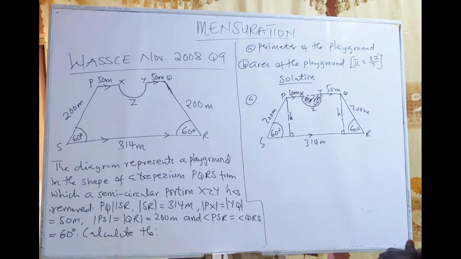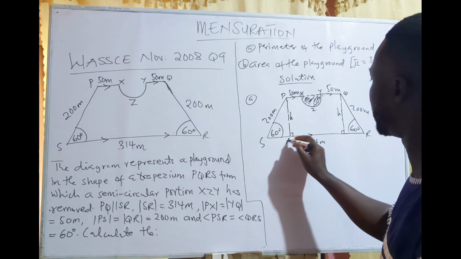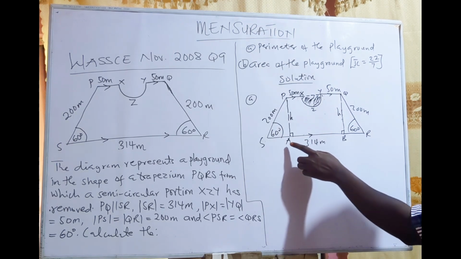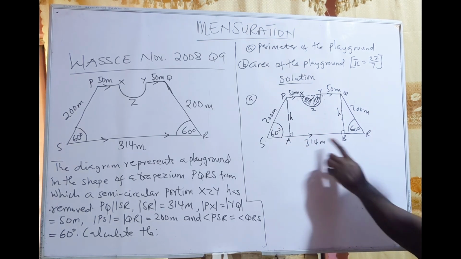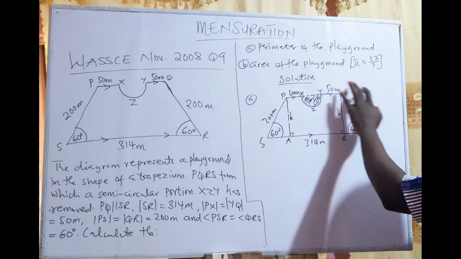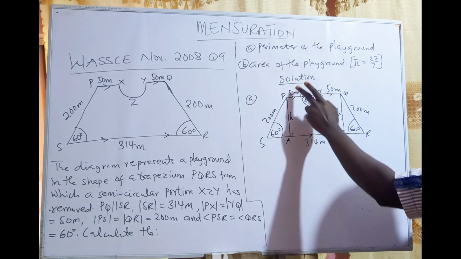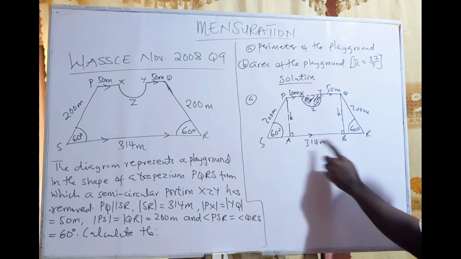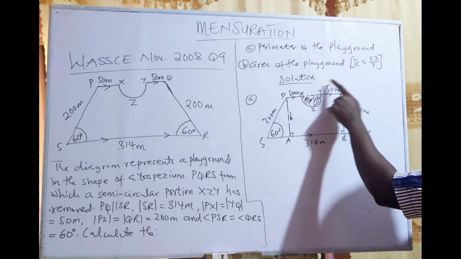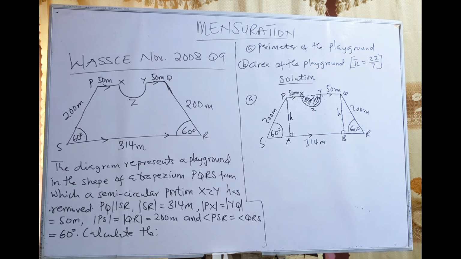Let me label here as maybe AB. If I've gotten here, then I can find the length from A to B. The length from A to B will be the same as from P to Q. Then I will subtract the 50 and the 50, because 50 plus 50 will give me 100. So when I find the length AB, it will be the same as PQ, and I'll subtract the 100, 50 plus 50, and I'll get the SY. I believe that is okay.